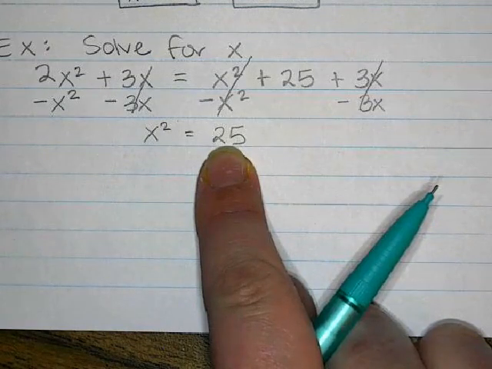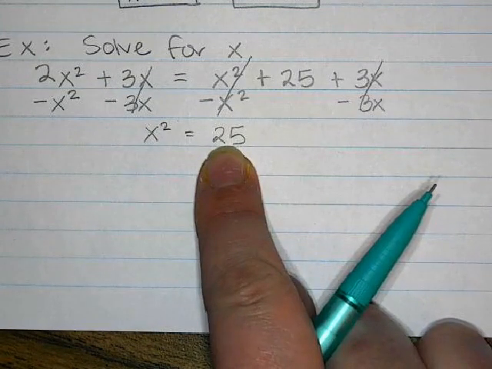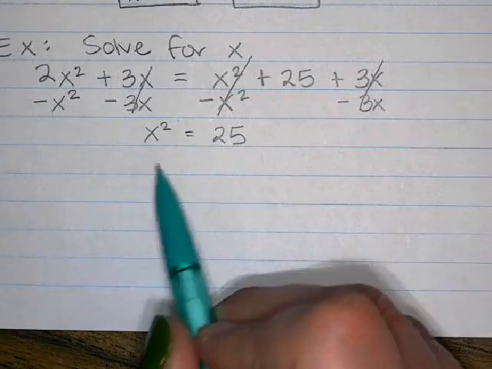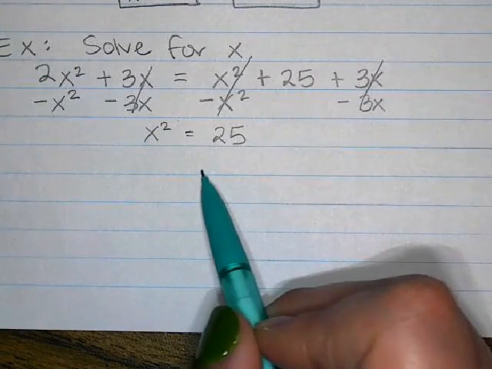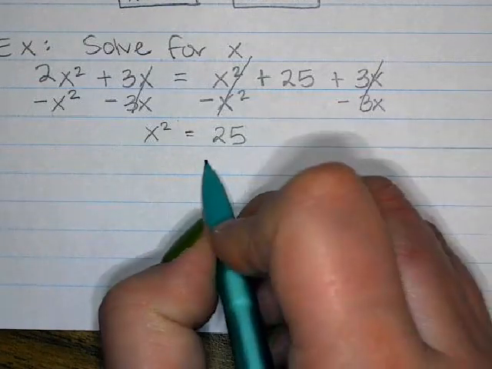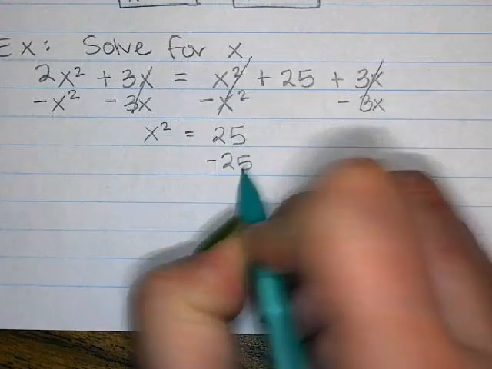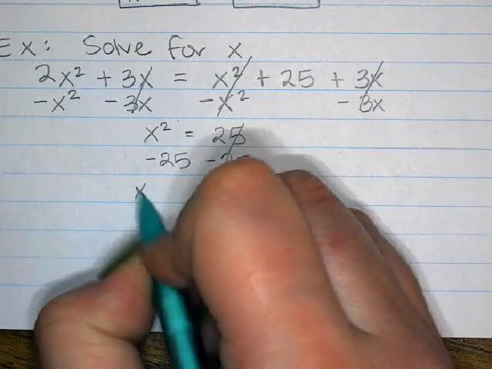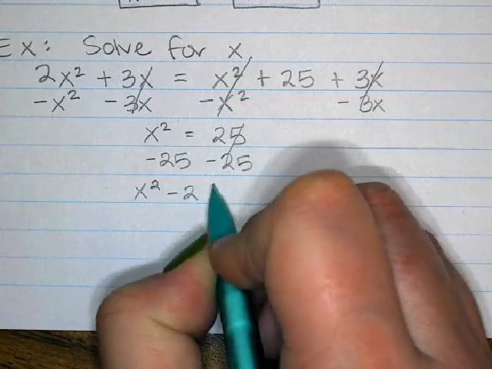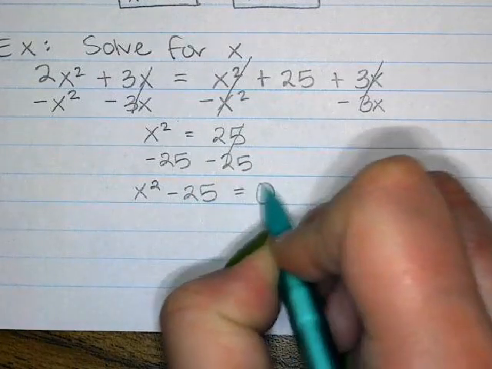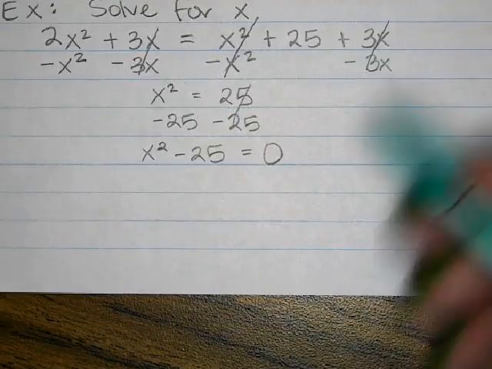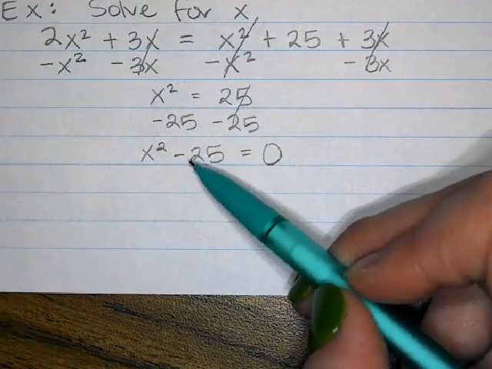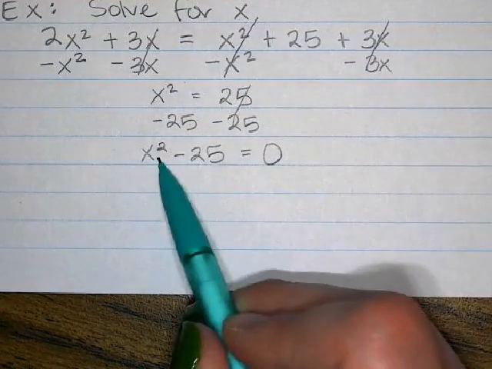No, we still got to make it equal 0, right? So it's very tempting to just square root both sides, but if we're doing that, are we factoring to solve? No, we're not. Okay, so we're going to move the 25 over. X squared minus 25 equals 0. And what type of factoring is this? Difference of squares.